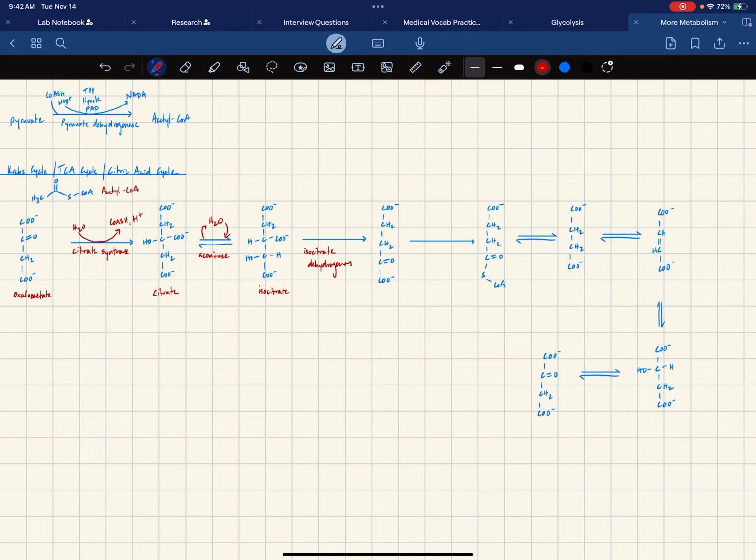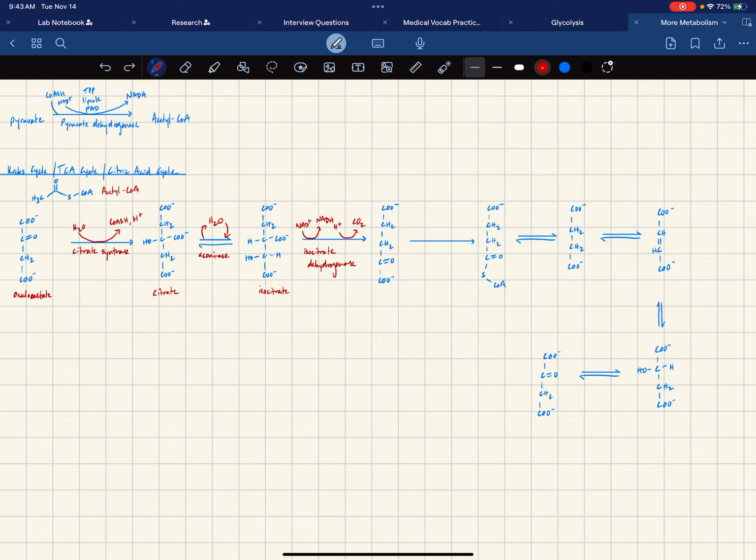And because it's a dehydrogenase, we'll have NAD plus going to NADH, because this is an oxidation, so we need to reduce that. And then we've also got an H plus that goes in and releases a CO2. The CO2 that we're releasing is this one right here. And so that's our first carbon release.